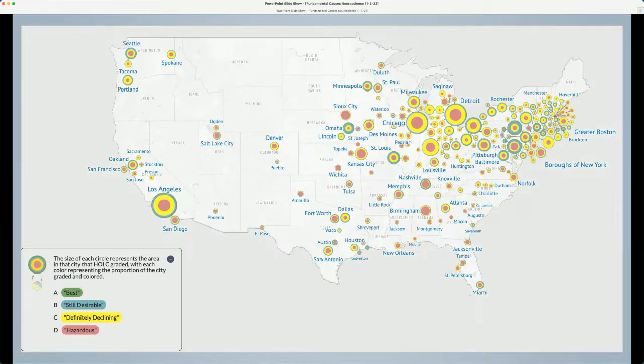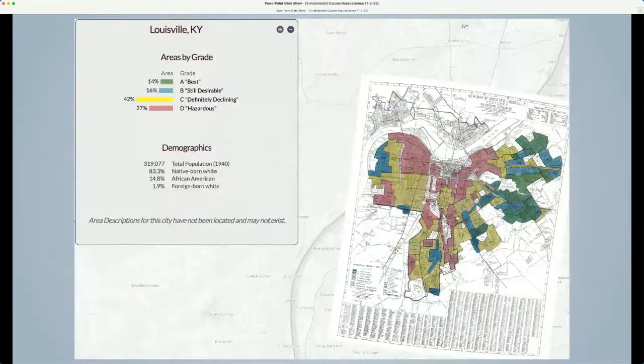Russian, Slavic, and Syrian origins. This is Louisville's redlining map. You can see best, still desirable, definitely declining, hazardous. This is from 1940. It indicates the city had a total population of 319,000, 83% of whom were native-born whites, 14% African-American, and 1.9% foreign-born whites.